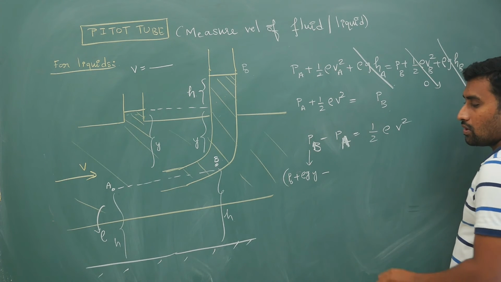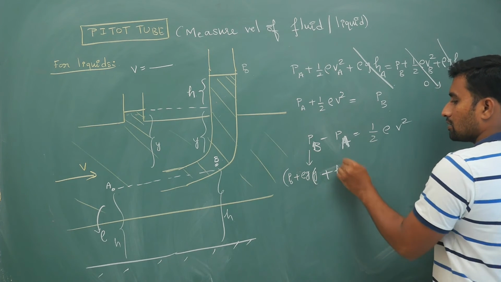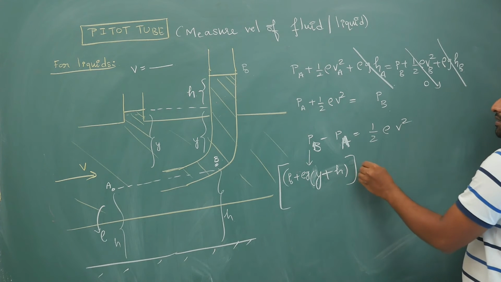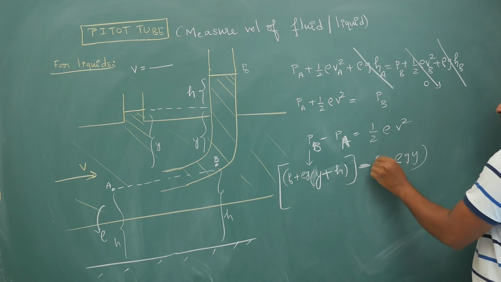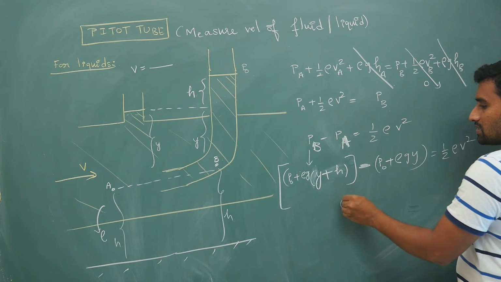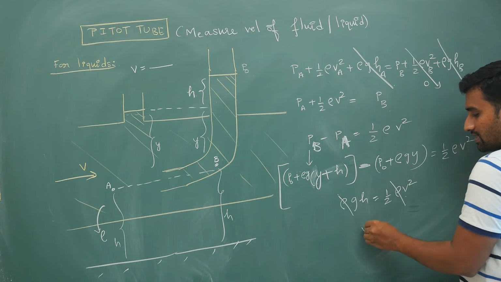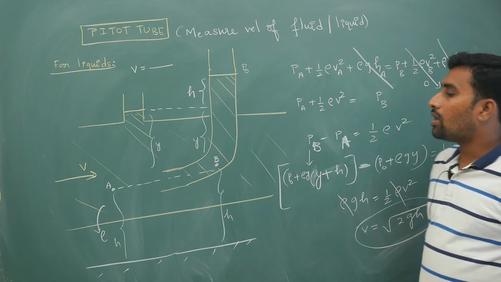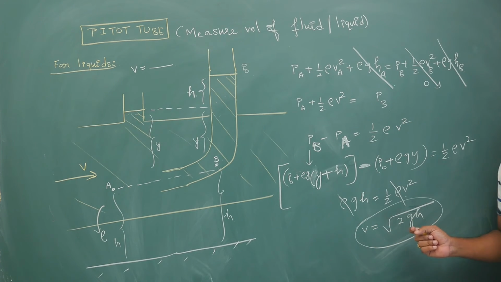So, rho g of y plus h, minus P naught plus rho g y, is equal to half rho V square. P naught plus rho g y will cancel off. Rho g h is equal to half rho V square. Rho will cancel off. V is under root 2gh. So the velocity with which the fluid will strike this surface is under root 2g into h.